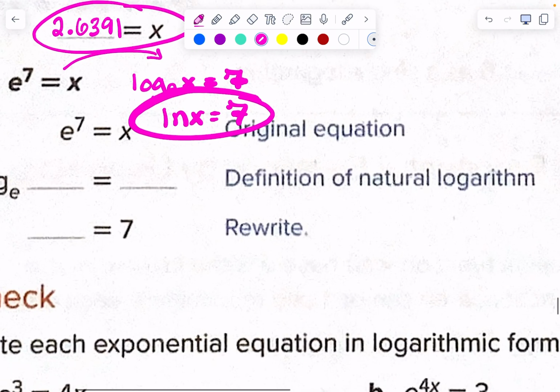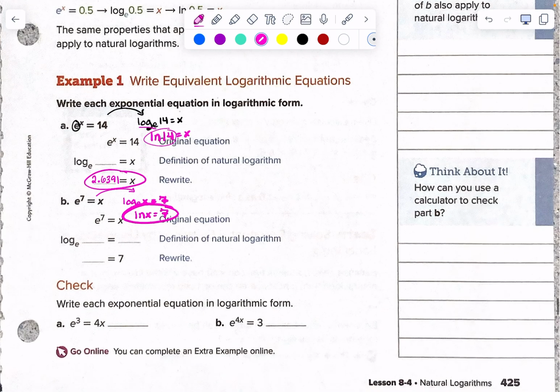Log base E is equal to ln. Maybe write that real big somewhere. ln equals log base E. So you know, and you can swap those values in and out.